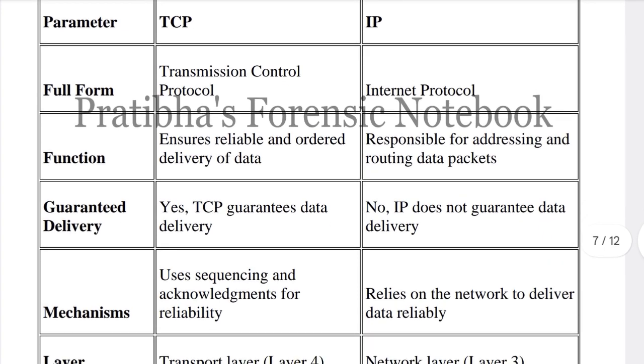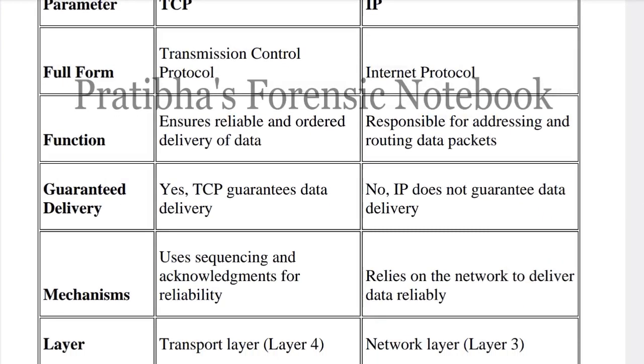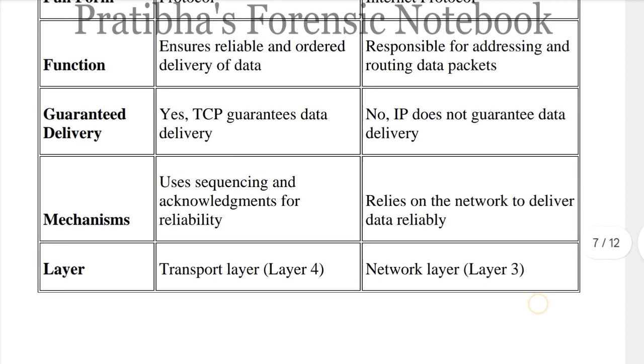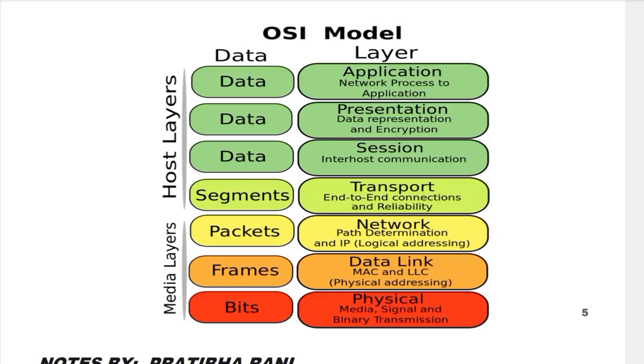Then TCP gives a guarantee about data delivery and IP does not give a data guarantee. About mechanism, TCP uses sequencing and acknowledgements for reliability, and IP relies on the network to deliver data. So IP works in the network layer. The transport layer uses the TCP protocol to send the data in the form of segments.